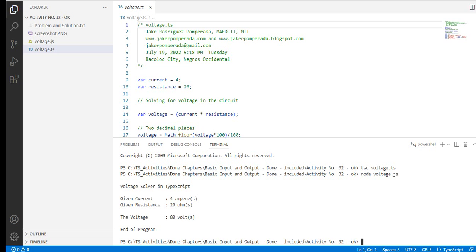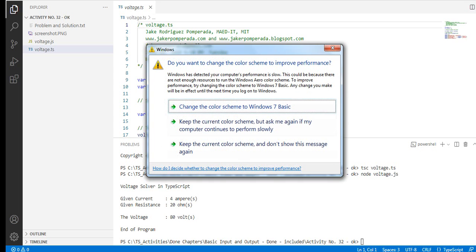Okay, so we have here Voltage Solver in TypeScript, given current 4 amperes, given resistance 20 ohms. The voltage is 80 volts, and the program has ended.